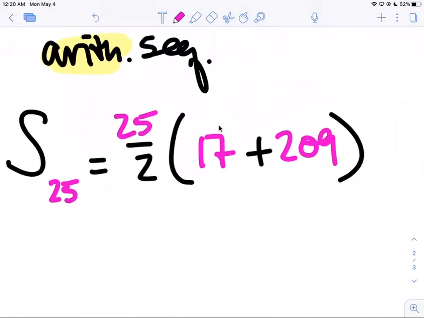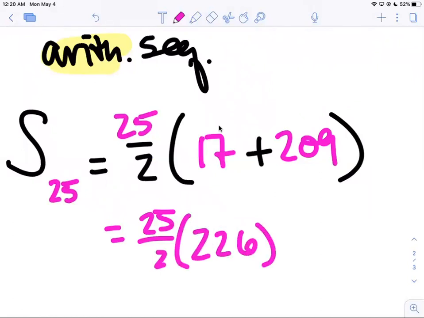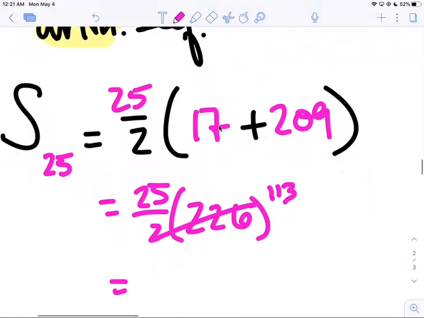If this is an even number out front, I like to divide that first. If not, then I like to do this and then simplify with the 2 and then multiply by that last number. You can just plug and chug in the calculator, but I like to do as much by hand. 25 over 2 times 226. Yep, you can simplify that. You're left with 113, and then 25 times 113 is going to be 2,825.